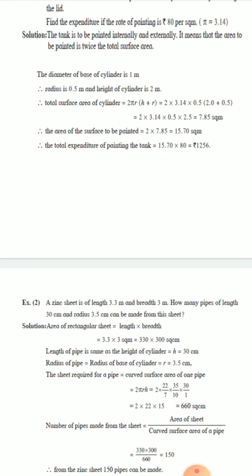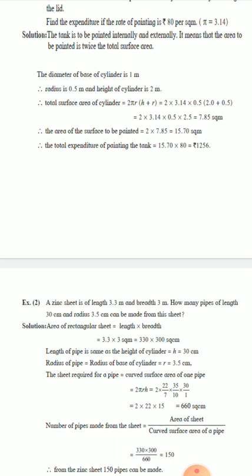Simultaneously, I am converting meter into centimeter. So 1 meter is 100 centimeter. So 3.3 meter becomes 330 centimeter and 3 meter becomes 300 centimeter. So my answer becomes: area of the rectangular sheet is 330 into 300 square centimeter. Again, I am not doing the calculation completely, I am just putting the answer in multiplication format as it is, because it will help me for further calculation.